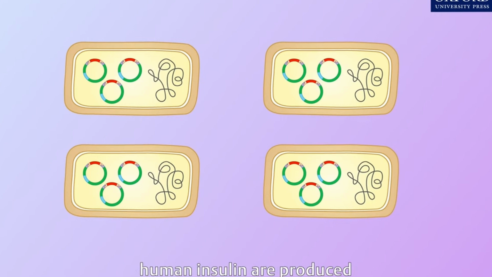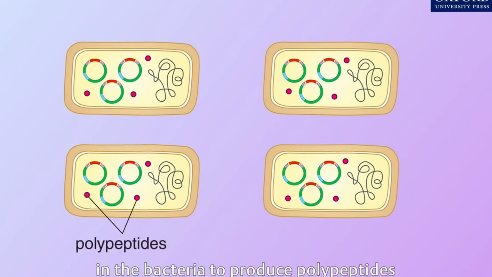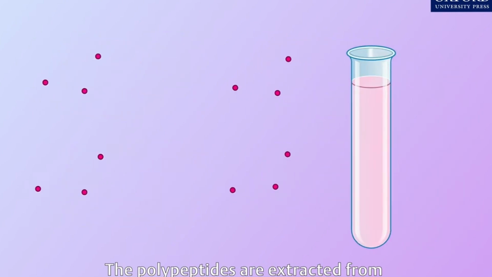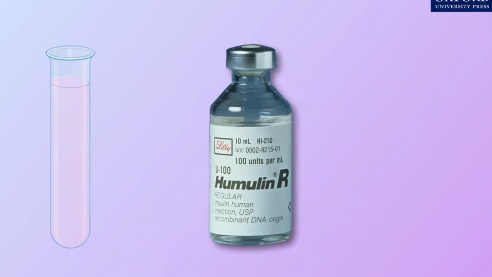Finally, gene expression is induced and produces polypeptides. The polypeptides are then extracted and purified to produce functional human insulin. They also undergo further testing before use on patients.